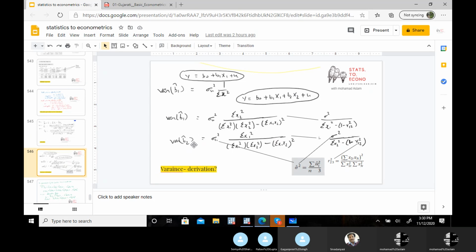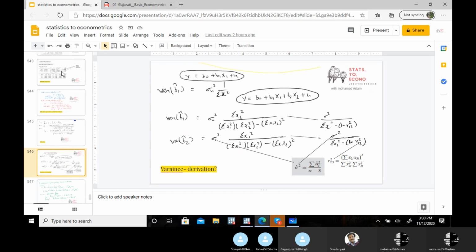Similarly, you need the variance of the intercept term. So here you have to put these values. X you have in the deviation form, that's not a problem. These x1, x2 in the deviation form you also have, that's not a problem, but the problem is that you need a value of sigma square. The sigma square is what? Summation u hat square divided by n minus 3.